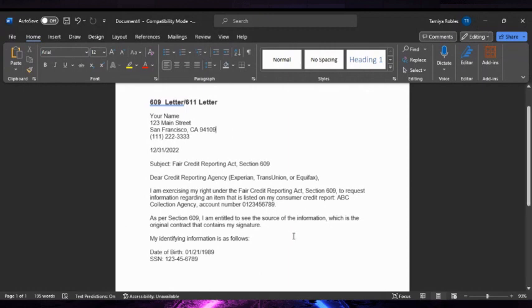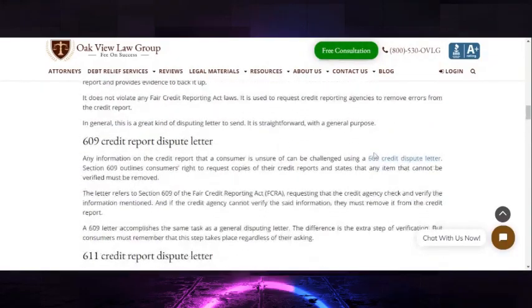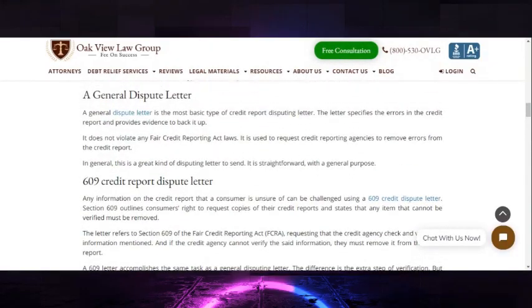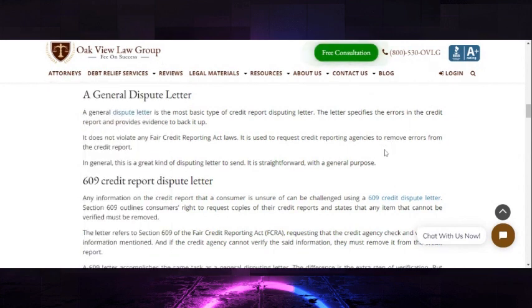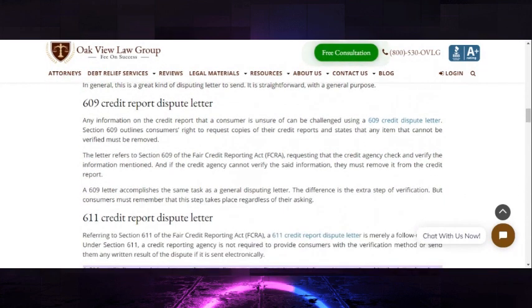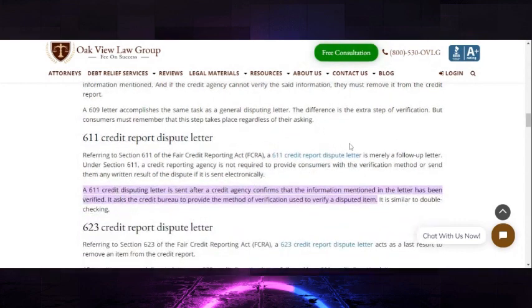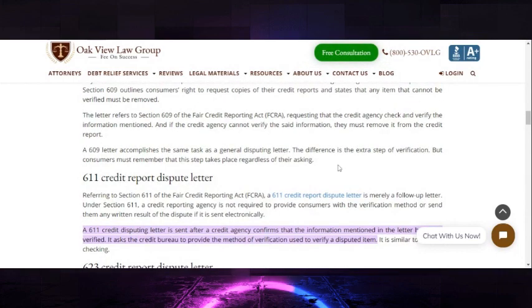Now, remember, I was talking about that signature. Put a pin in that briefly. I did want to show you that you can have different types of 609 type letters. So for example, I went on this website, if you want to see, Oakview Law Group, and it explains some of the different types of dispute letters. Again, I don't use any of this, but the information is correct. It's just not effective.